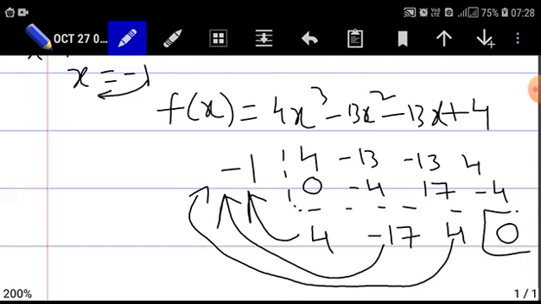So we can understand from this that when we consider x plus 1 as a factor, when we divide the given f of x, 4x cube minus 13x square minus 13x plus 4, with x plus 1, we can see that here we got the remainder as 0.